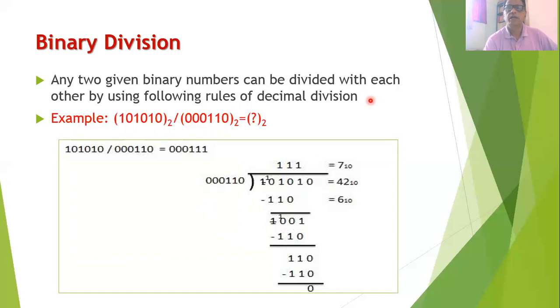Now in our next session, we will see some other methods of binary subtraction. As I told you, there are two other methods by which we can perform binary subtraction. And these methods are called the 1's complement and 2's complement methods of binary subtraction. In another session, we will discuss this.